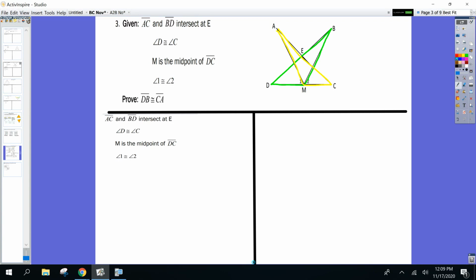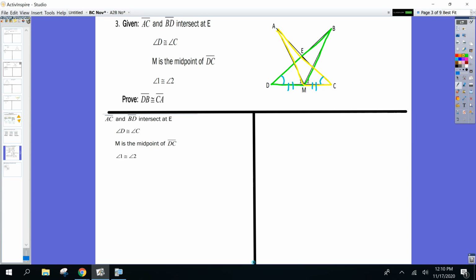The angle D is equal to angle C. There's a pair of angles, right? Mm-hmm. Okay, what's the next given? M is the midpoint of side DC. So that means which 2 segments are equal? DM and MC. Okay, there's a pair of sides right there. Right? Everyone's with me so far. Pair of angles, pair of sides. Definition of a midpoint.